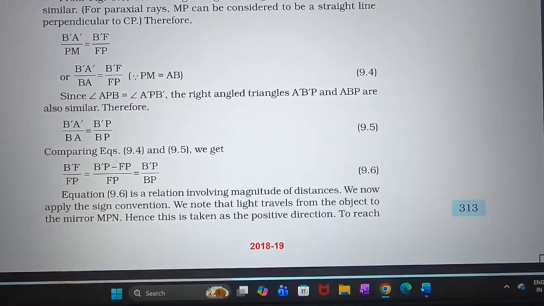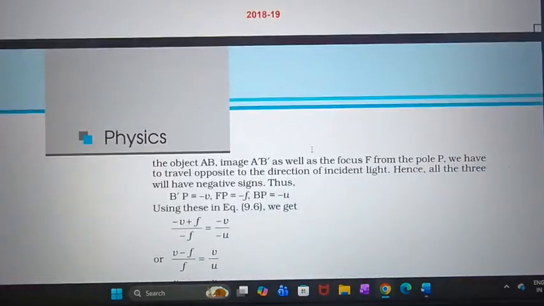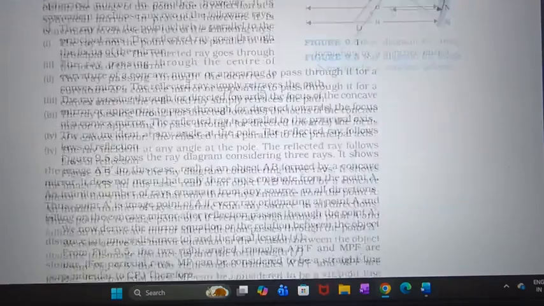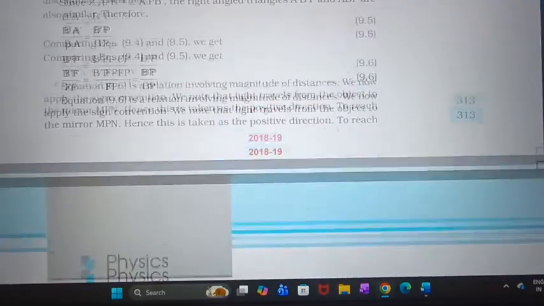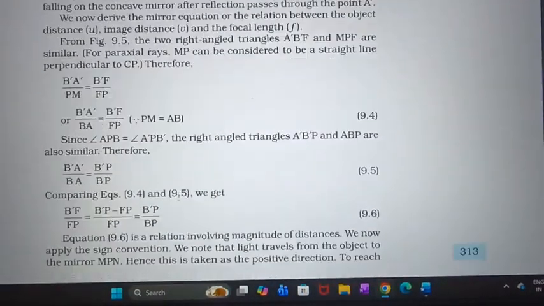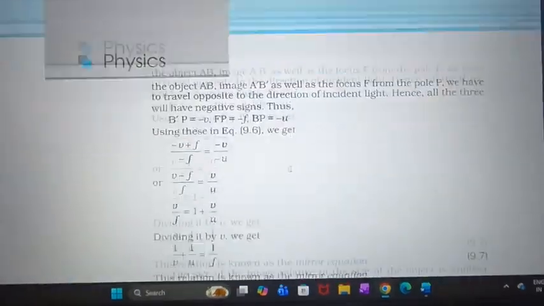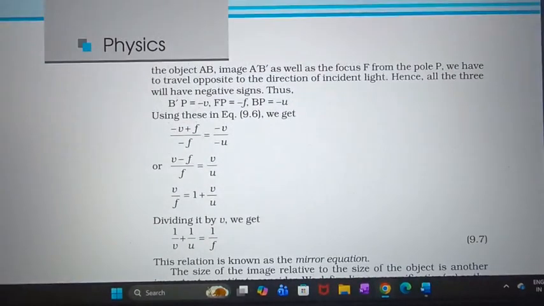Now we will start writing what these are actually. What is B dash P? B dash P is nothing but the image distance. And remember, it is on the left hand side, so it is negative. Negative V has to be written. Next thing is FP. What is FP? Between the principal focus and pole, we know it is the focal length. Again it's on the left hand side, so it should become negative. Negative F should be written. They have multiplied it with this negative sign, that's why it became positive over here.